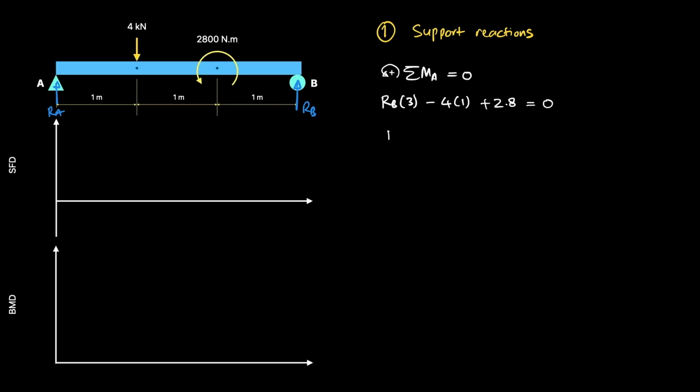Rearranging, Rb equals 4 times 1 minus 2.8, all divided by 3. That's 1.2 divided by 3, which is 0.4 kilonewtons or 400 newtons.